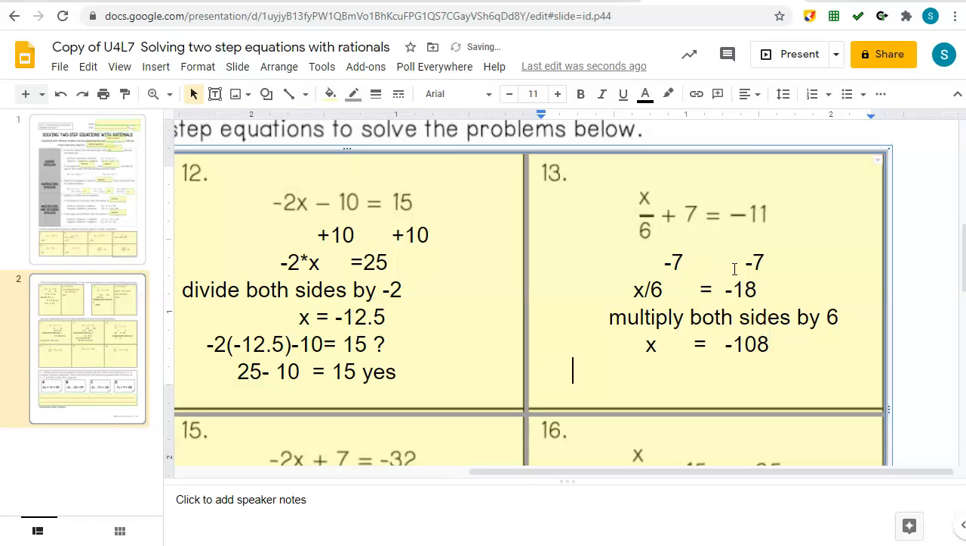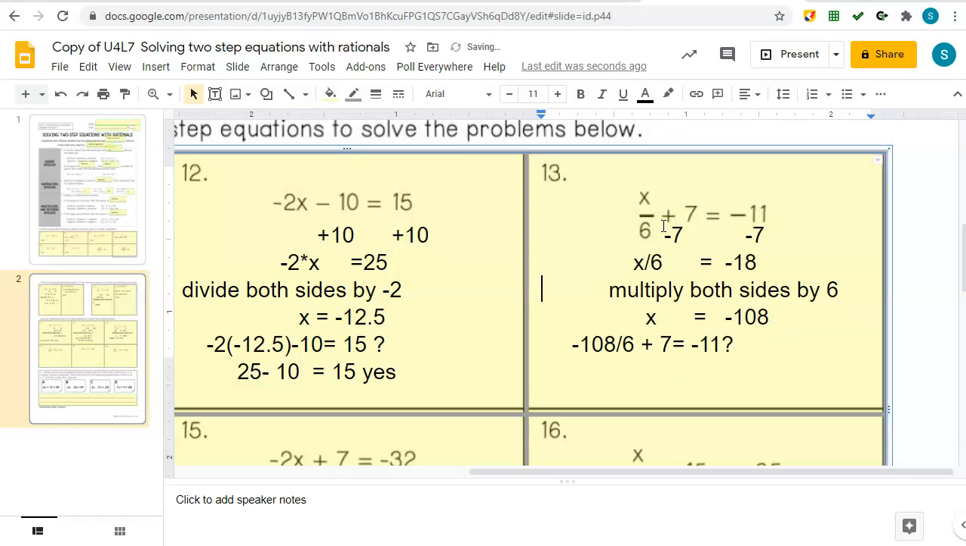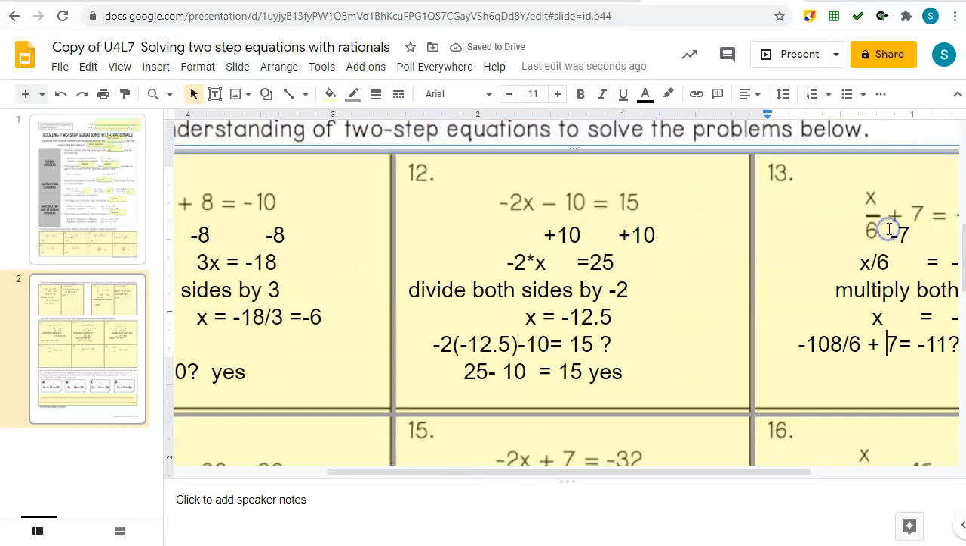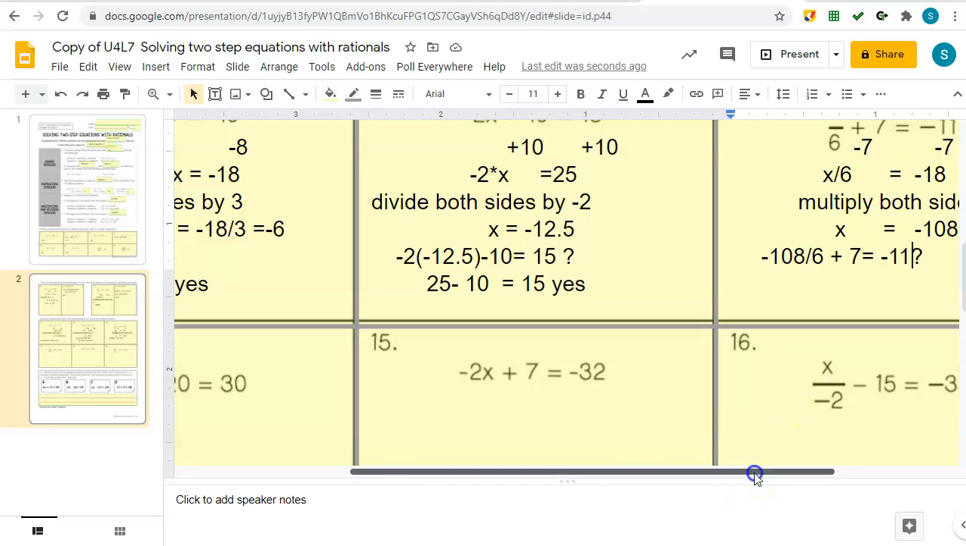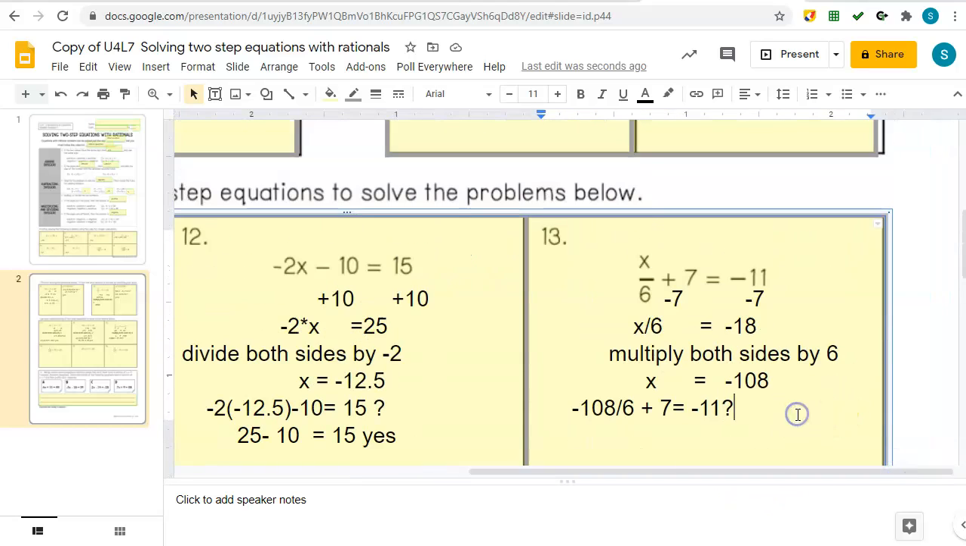We check our answer. Negative 108 divided by 6 plus 7. Well, does that equal negative 11? Well, we do that first part, and I'm going to just pull everything up a level because it doesn't quite fit. And, sorry. Got my spacing all messed up. Let's take a look again. We're at this problem. So we've got negative 18 plus 7. And that does, in fact, equal negative 11.